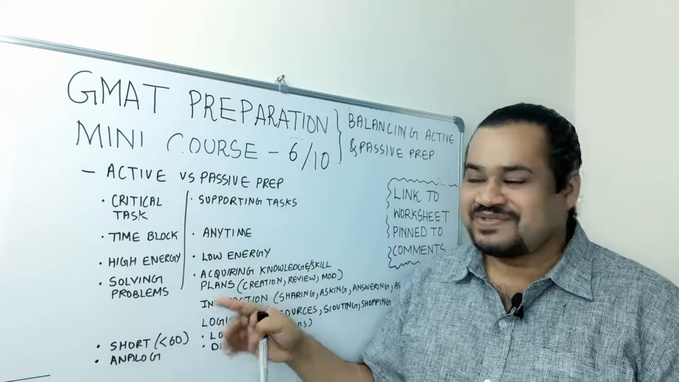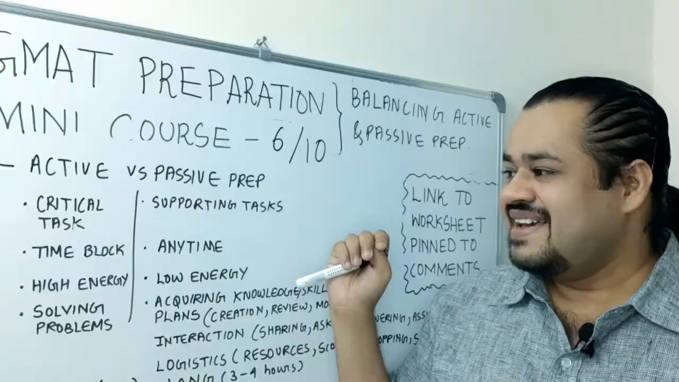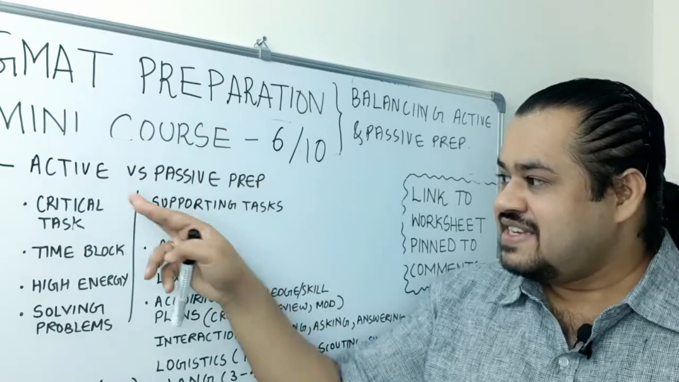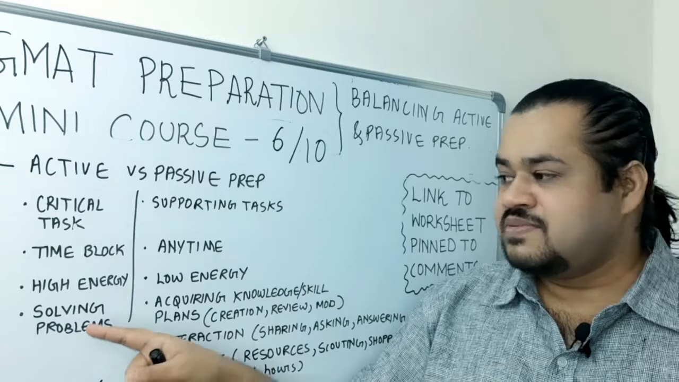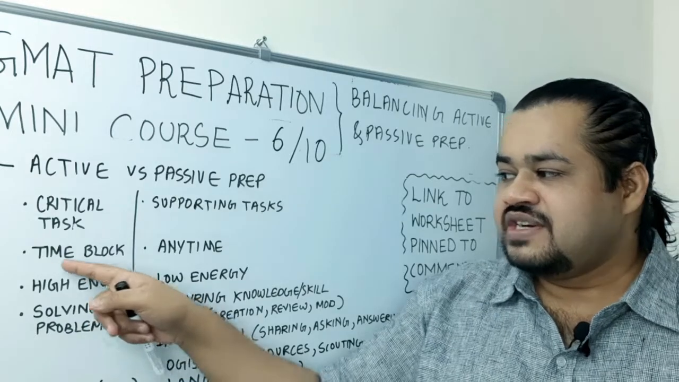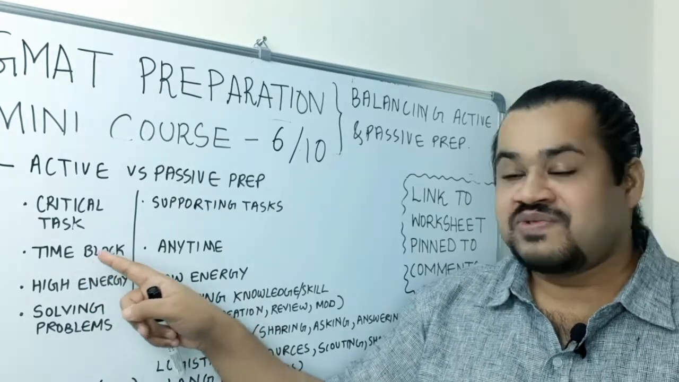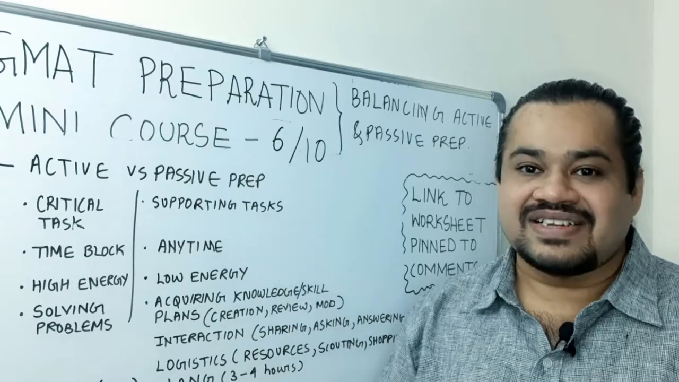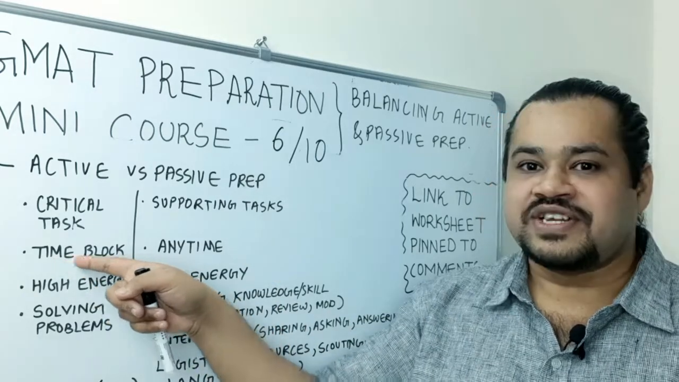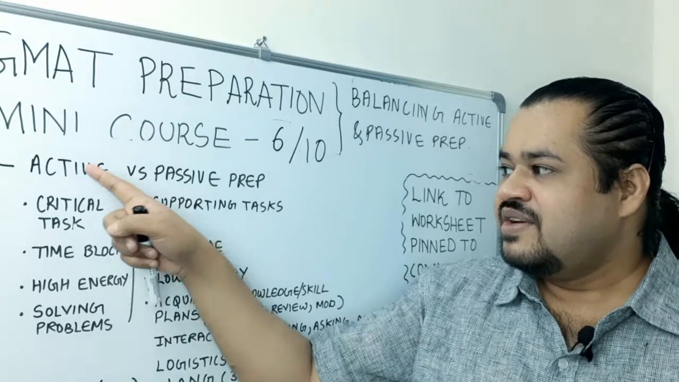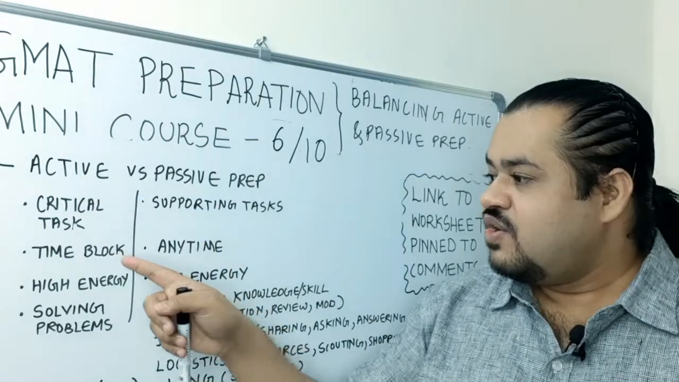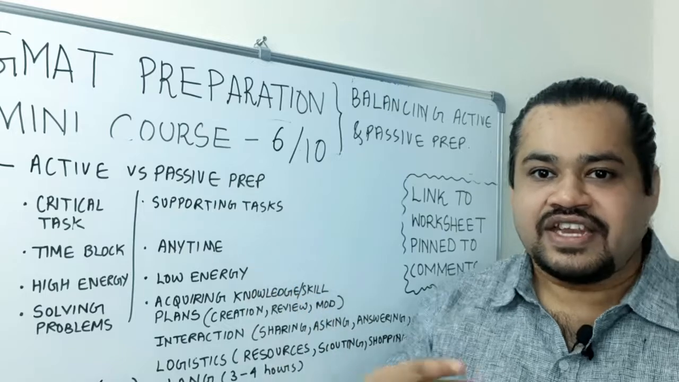Now, do you see the correlation between active preparation and passive preparation? Also, the active task, which is solving problems, needs to be done during a distraction-free time block. Now, we've talked about why we have to create the distraction-free time block and how to create it. And this is the reason. You're going to use the distraction-free time block for your active preparation. For passive preparation, you can do it anytime.